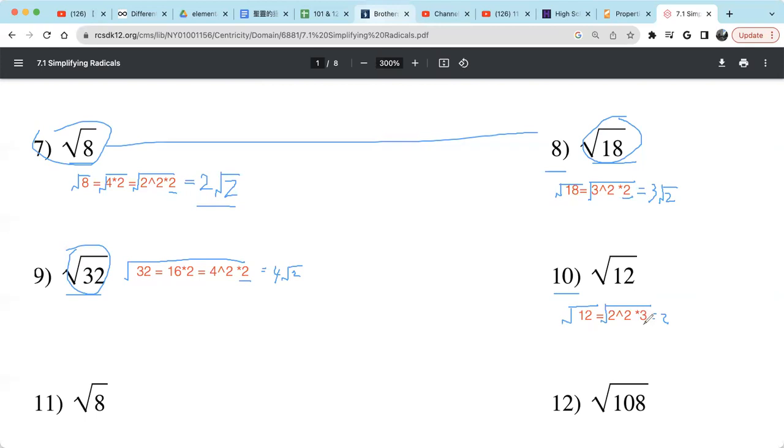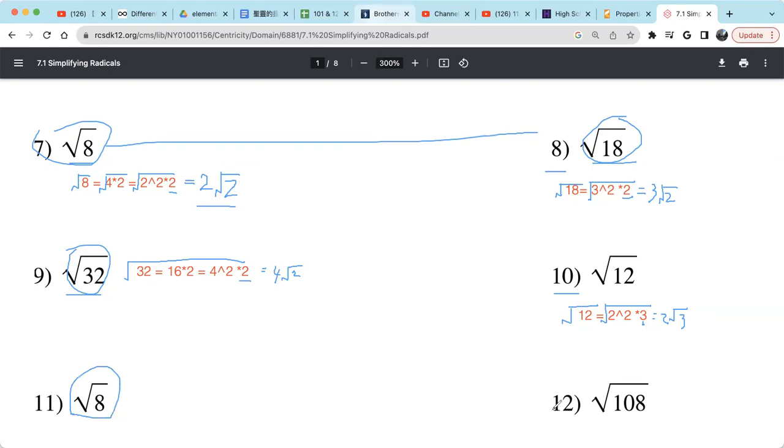But then this 3 is still under the square root sign. So square root of 12 is related with the square root of 3, or radical 3. Square root of 12 is 2 times radical 3. Why does this have a 8 again? It's the same as before. Square root of 8 is 2 radical 2.